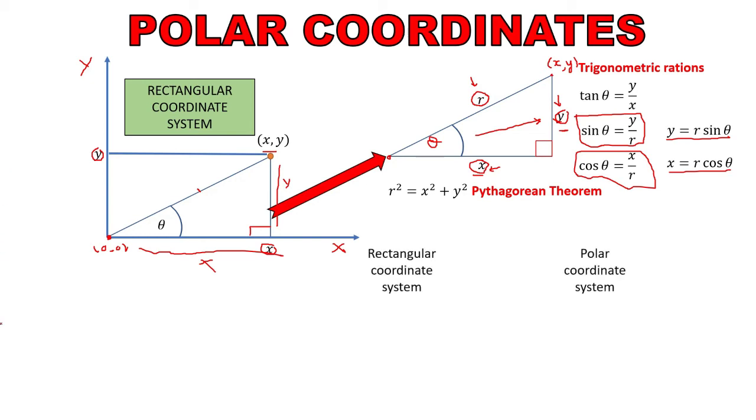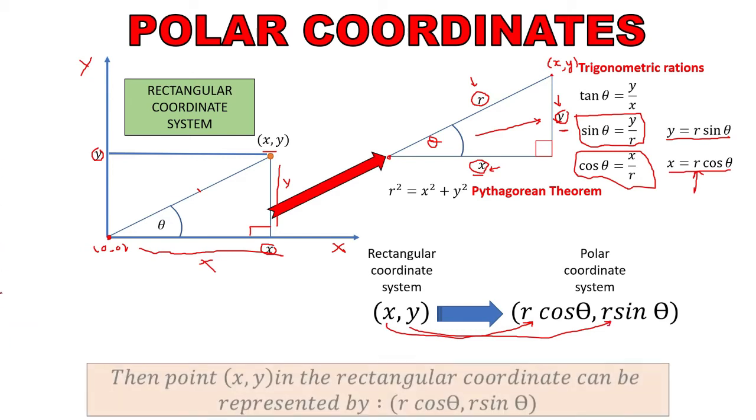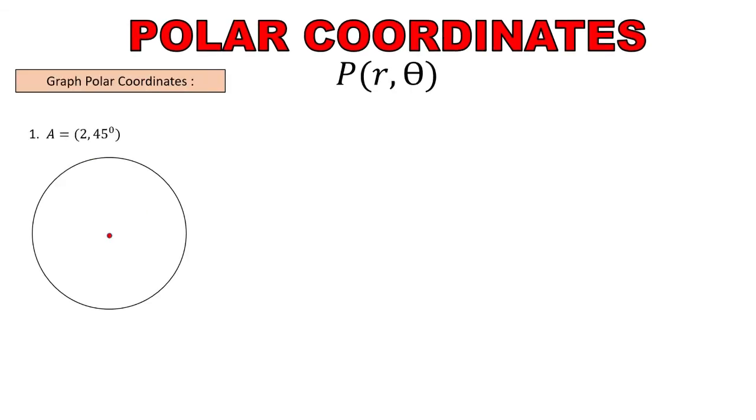Now, in the regular coordinate system, you have x and y. In the new system, the polar coordinate system, you change x to r cosine theta, that you have here, and you change y to r sine theta. Now I have a new coordinate system. The point (x, y) in the rectangular coordinates can be represented by r cosine theta and r sine theta. We're going to do some examples now.